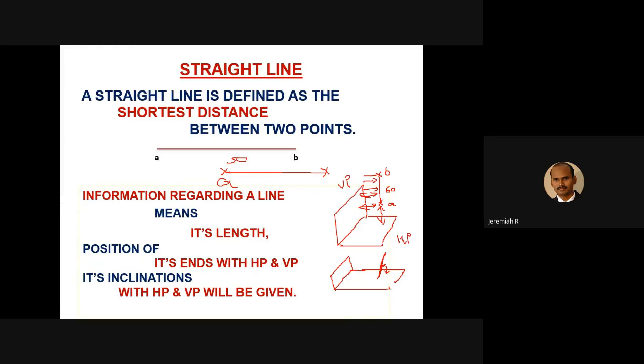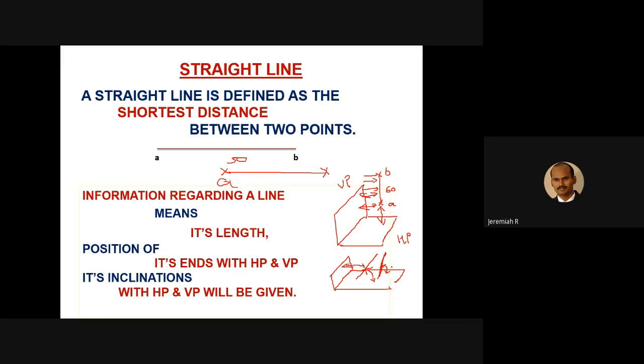But from the exam point of view, they will ask inclined to both HP and VP. Just imagine there is a line here, inclined to HP as well as inclined to VP. The last problem will be based on this only. Don't think they will ask very simple problems. In the exam, the last problem based on a line is a line inclined to HP as well as VP.